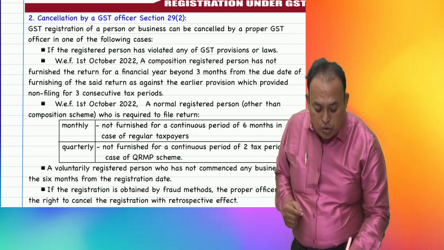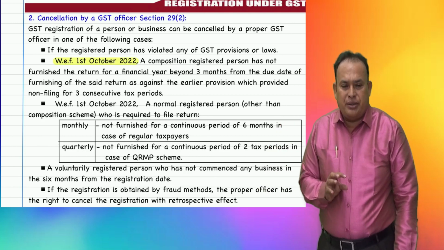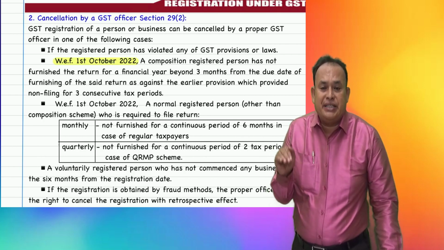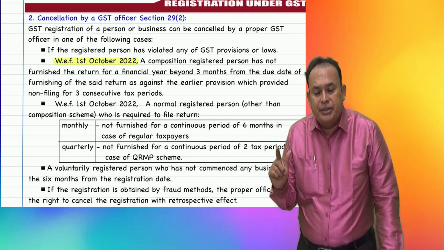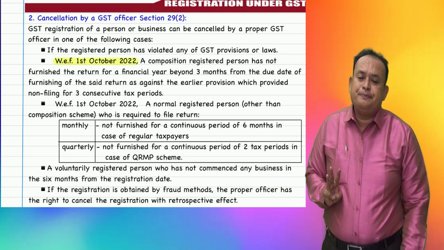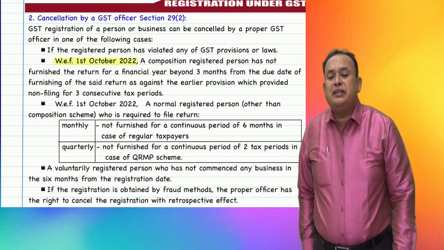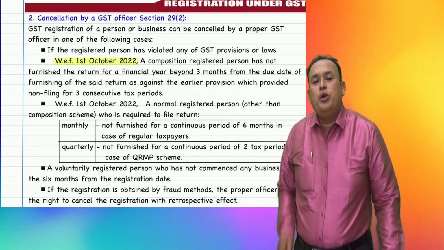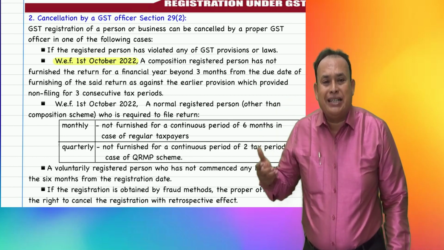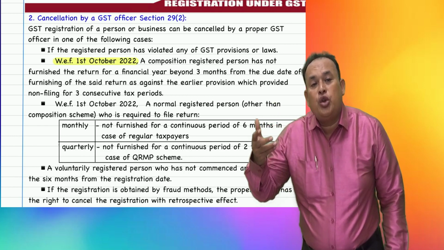From 1st October 2022, an amendment has taken place. A composition registered person who has not furnished the return for a financial year beyond 3 months from the due date of furnishing the said return, as against the earlier provision which provided for non-filing for 3 consecutive tax periods. What do you mean by this? As you are aware, a composition taxpayer is required to file the return quarterly, once, in GST CMP-08.